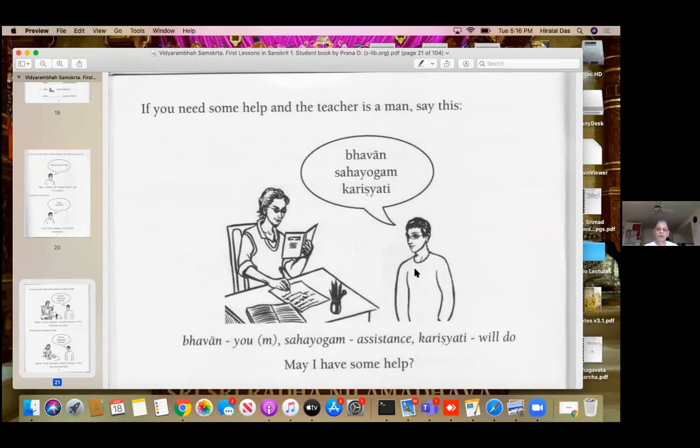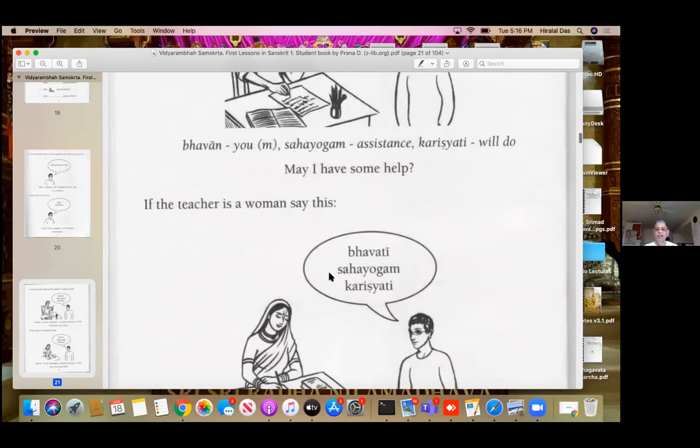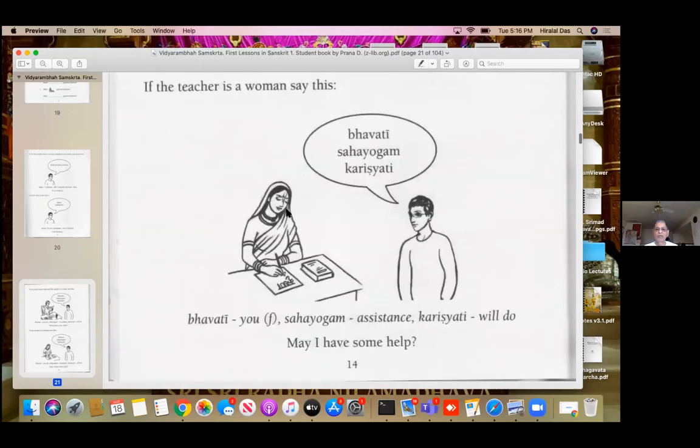So when you want to ask something from the teacher, you can say that. Bhavan sahyogam karishati. But if the teacher is female, then you say bhavati instead of bhavan. Bhavati is also you, like that.